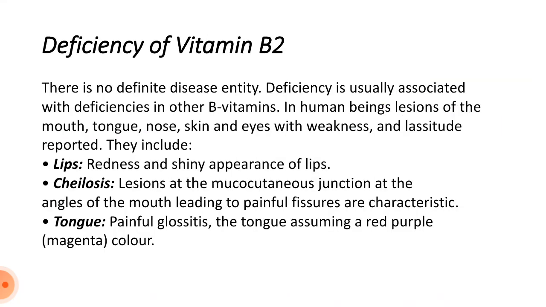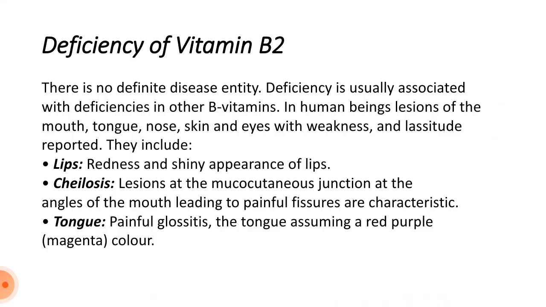What would happen if there is a deficiency of vitamin B2? There is no definite disease entity in case of deficiency of vitamin B2. Deficiency is usually associated with deficiencies in other B vitamins from the B complex. In human beings, lesions of the mouth, tongue, nose, skin, and eyes with weakness and lassitude are reported.